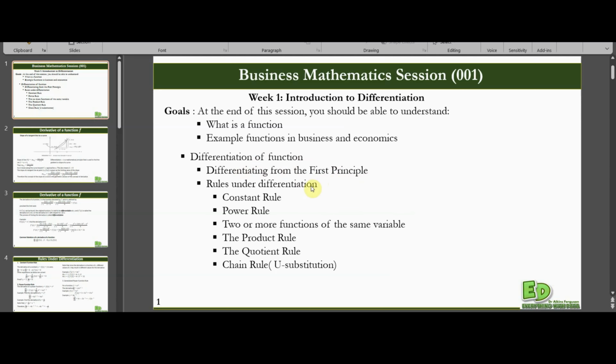We're looking at the rules under differentiation: the constant rule, the power rule, and the rule for two or more functions of the same variable, also known as the sum or difference rule. We'll look at the product rule, the quotient rule, and the chain rule, which has to do with composite functions that are not easily differentiated. So we use what is called the chain rule.